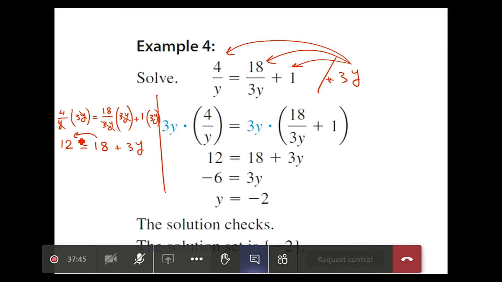Now, move 18 to the other side, so we have 12 minus 18 equal 3y. So we have 3y equal 12 minus 18, which is minus 6. By dividing by 3, we have y equal -2. This is the solution. We must check if, when we substitute the solution in the equation, the denominator becomes 0. If it equals 0, then remove it, it is not a solution.